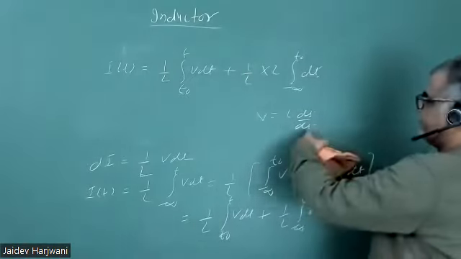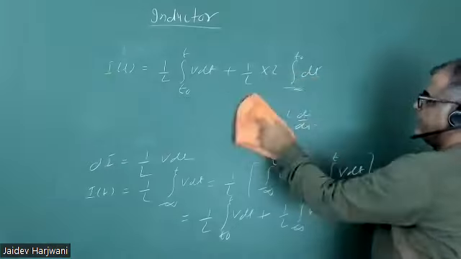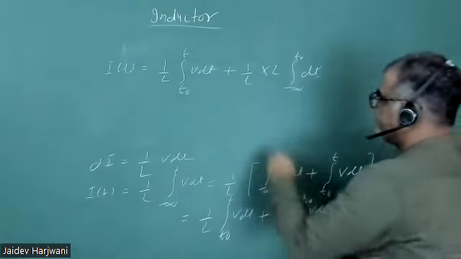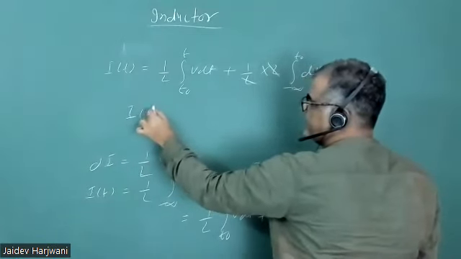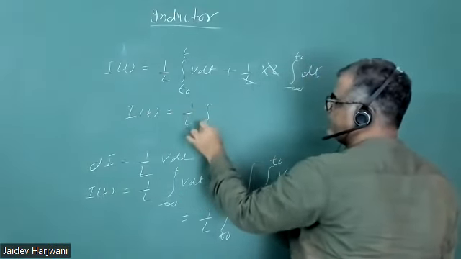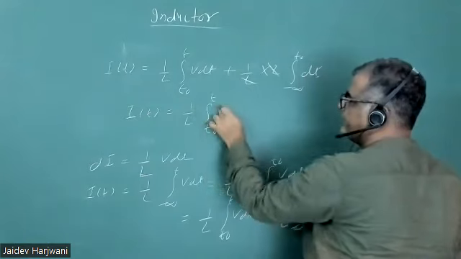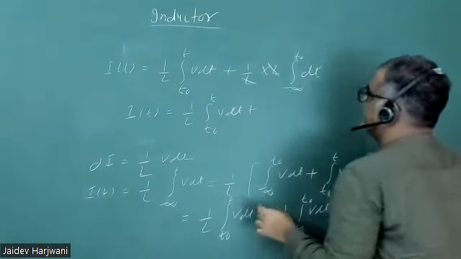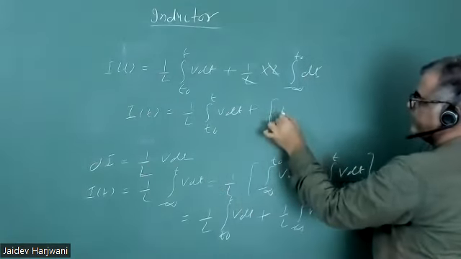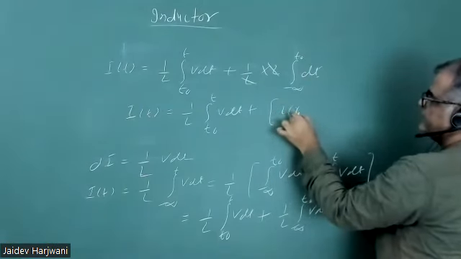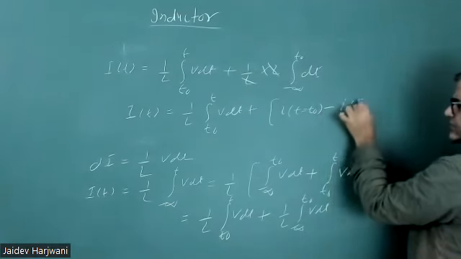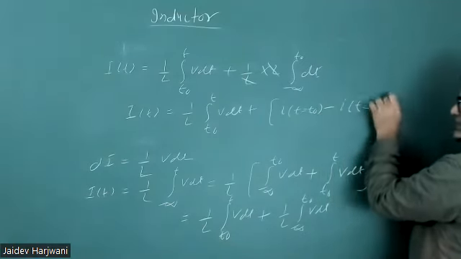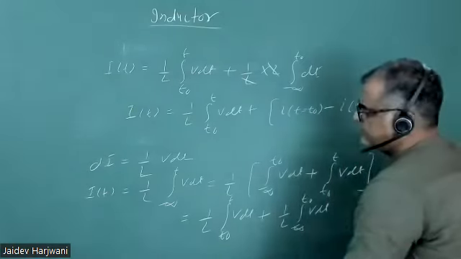I'm using this equation from v dt. I'm putting here L di. So here it will come in the form of current at t is equal to 0. So this will be I equals 1 upon L from t0 to t of v dt. Okay, and this if you put, this will be I at t is equal to t0 minus I at t equals to minus infinity. Okay, this will be your equation.